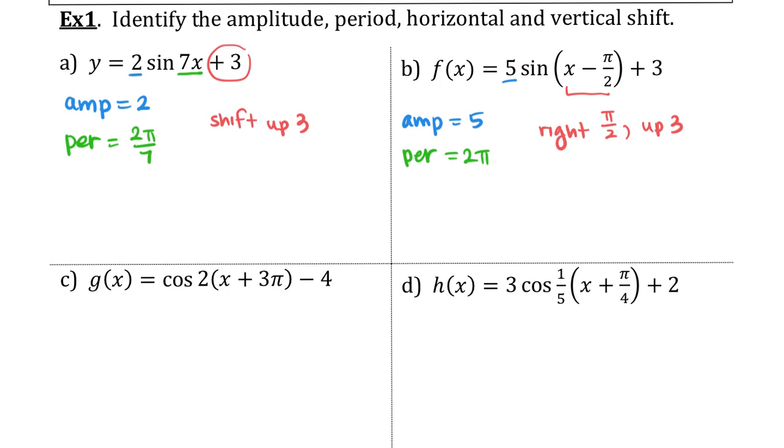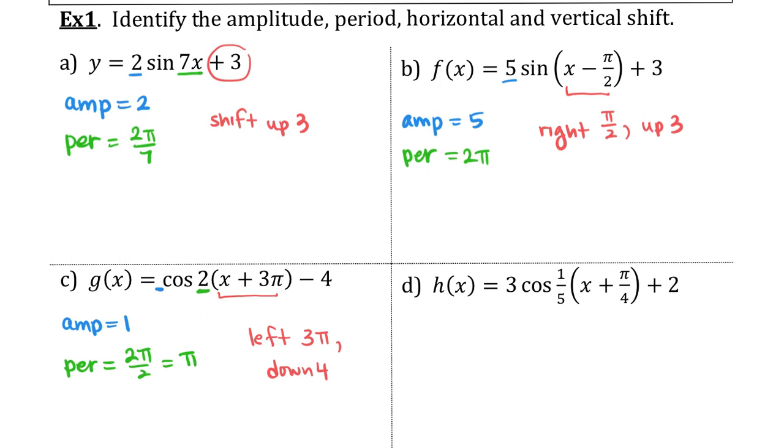Okay, g of x equals cosine of 2 times x plus 3 pi minus 4. Amplitude. There's no vertical stretch, so the amplitude's 1. Let's do period. Normal period for cosine is 2 pi, but there is a coefficient of 2 in front of the x, so this is 2 pi divided by 2, which is just pi. Now horizontal vertical shift, x plus 3 pi. So that's going to go left, 3 pi. Anything else? Yeah, down 4.